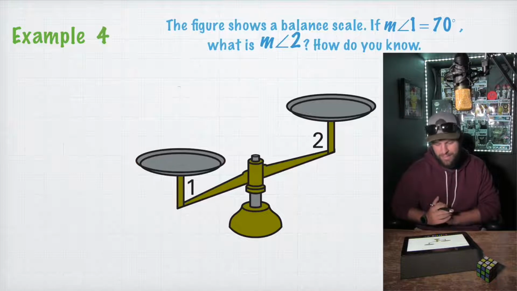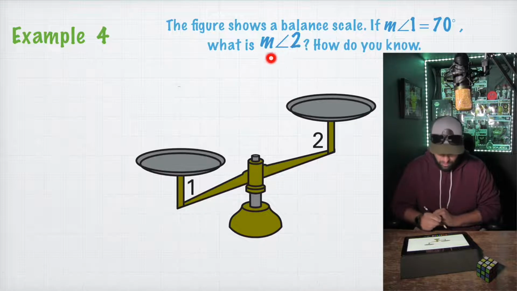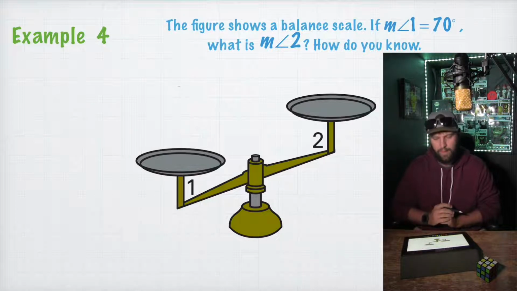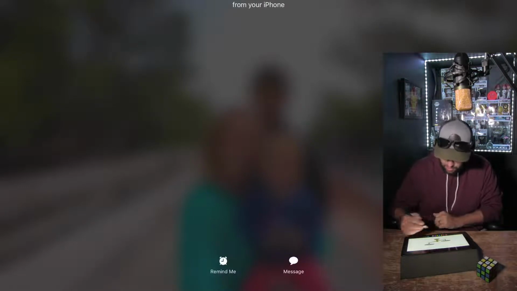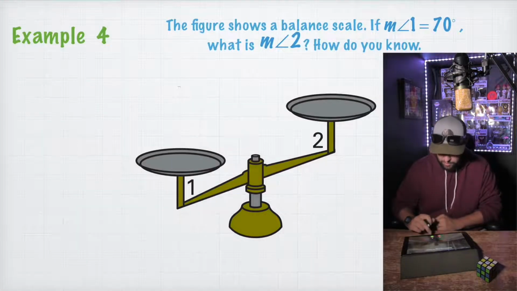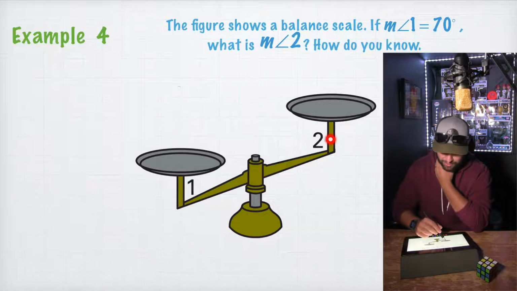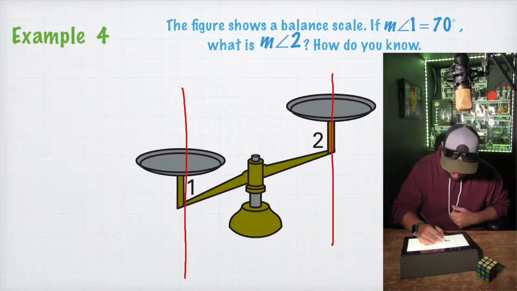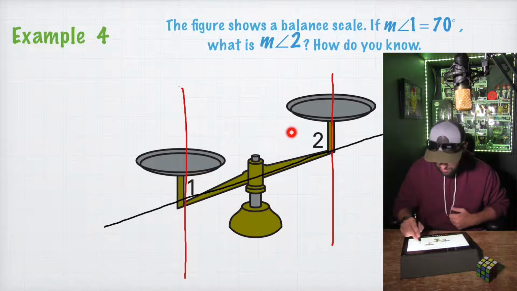This is crazy quick. The figure shows a balanced scale. If the measure of angle 1 is 70 degrees, what is the measure of angle 2, and how do you know? This is going to take a little bit of extra imagination. You have to imagine that these two lines are parallel, because they have to hold the scale straight, otherwise everything would fall off the top of the scale. Let's draw two parallel lines, and then they're cut by this transversal.